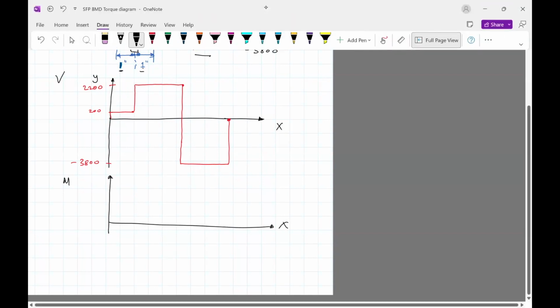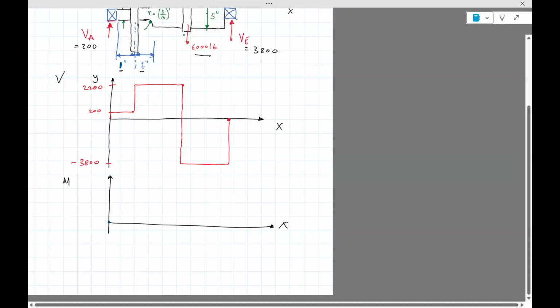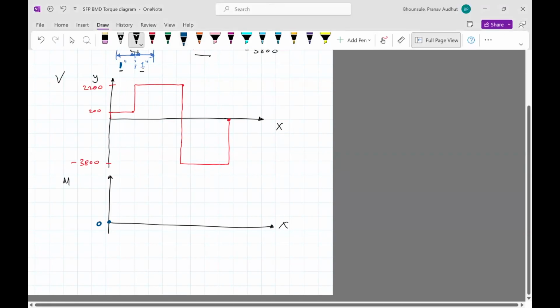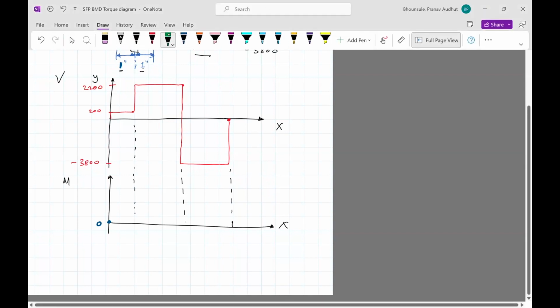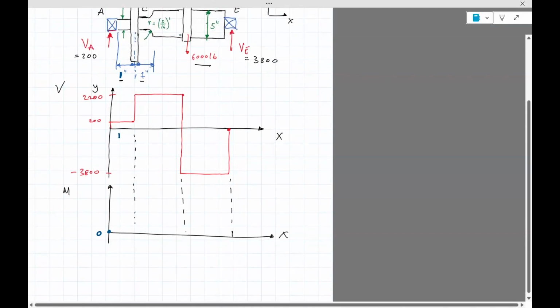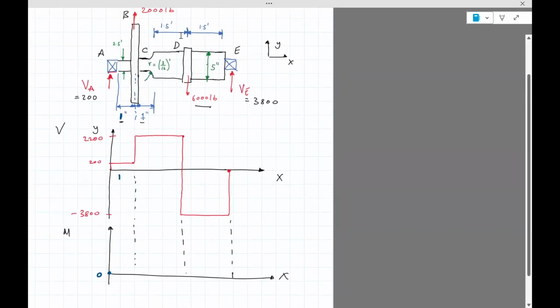Okay, and what we'll do is we'll use the area under the curve to do this. So start at 0. These will be critical points. Okay, so we need a couple of things here. To draw this, we would need this length. This is 1 inch. This is 2.5 inches, 1 plus 1.5, and this is 1.5, I think.